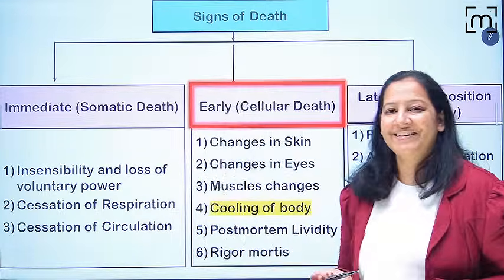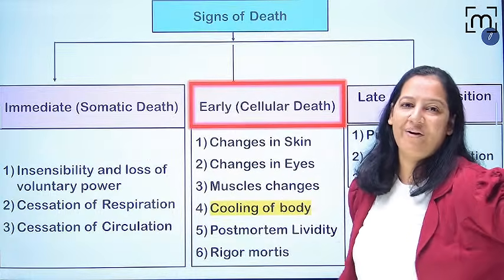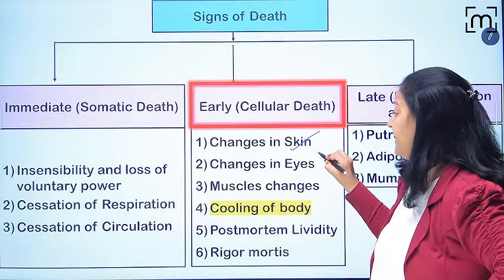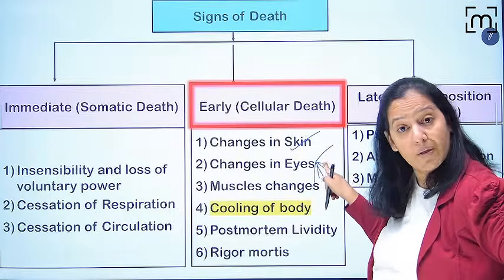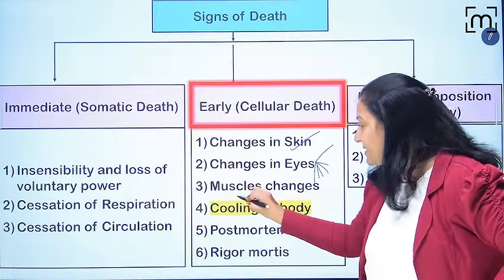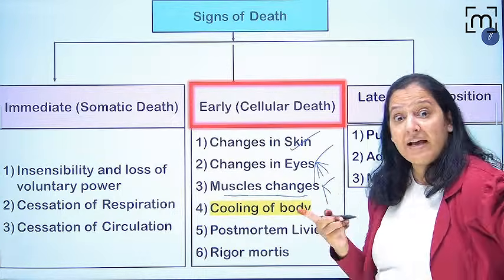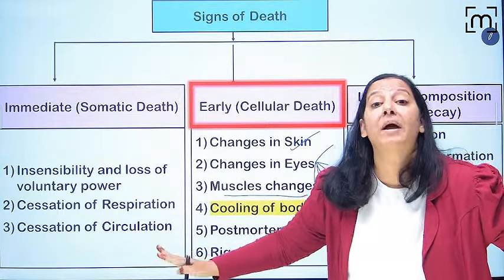So what we have learned till now: postmortem changes. Immediate changes are done, early changes are going on. In the early changes, we have seen changes in the skin. We have seen 6 changes in the eye. I'm sure you are able to enumerate all 6 and say some important details about them. And then we have seen muscle changes. In the muscle changes I taught you, there are 3 types. As soon as death occurs, muscles relax. All the muscles relax. That is primary relaxation.